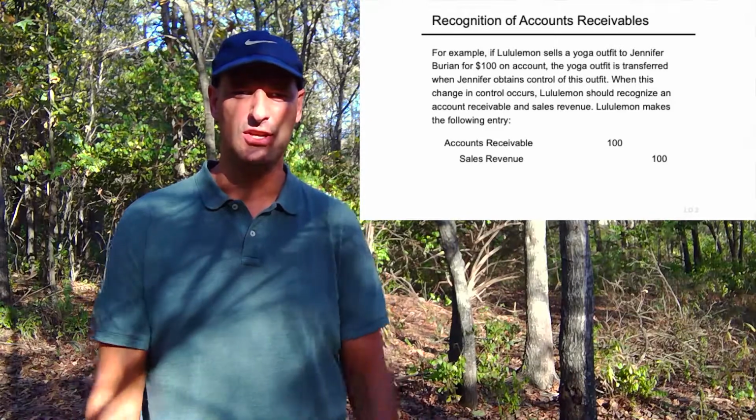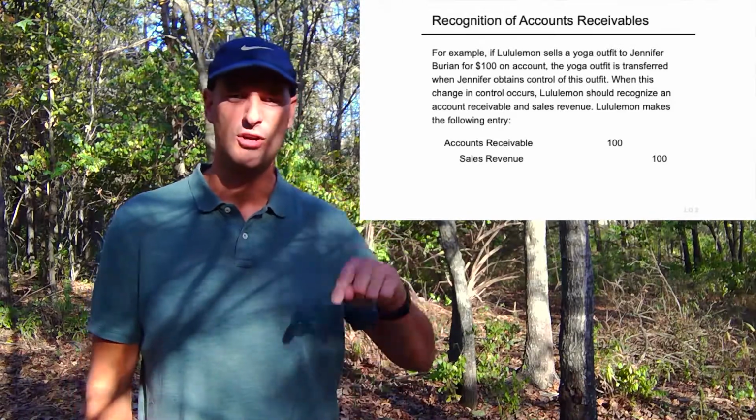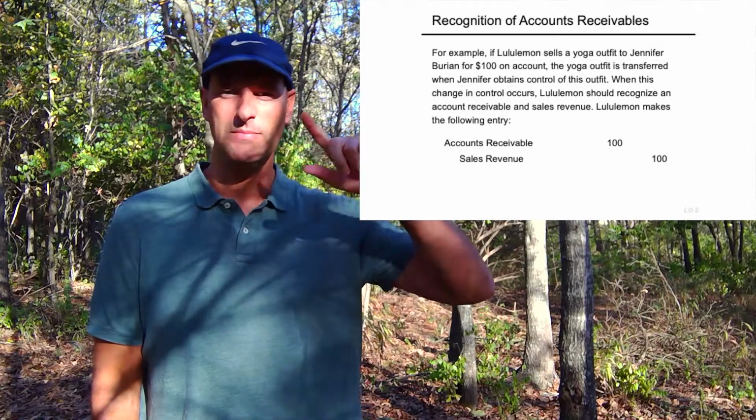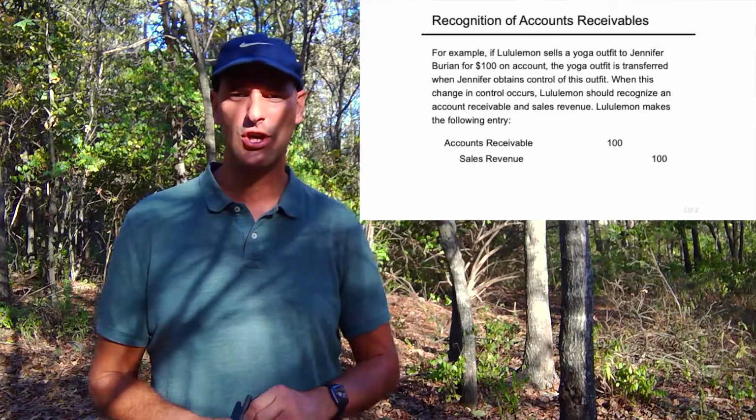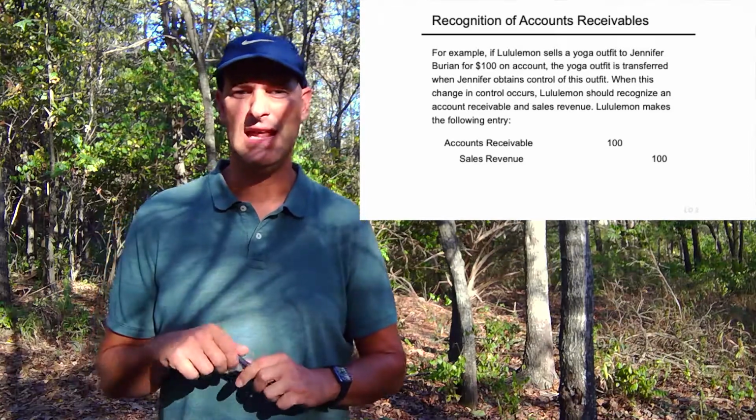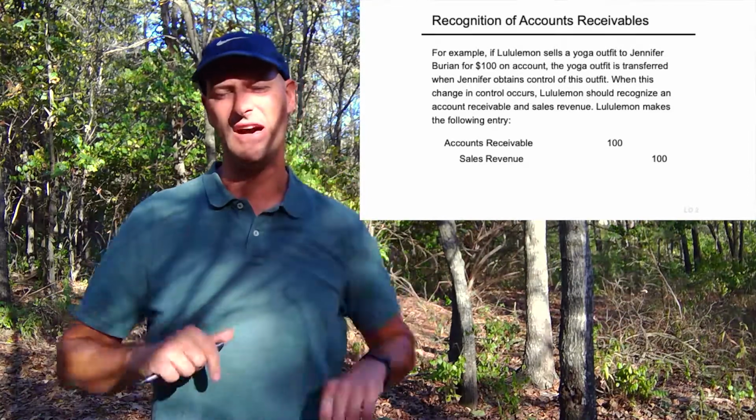My goal here is just to present and walk through some of the considerations that go into determining whether the revenue, and therefore the receivable, should get recognized. I.e., we recognize the revenue, and if we recognize the revenue, we also then will recognize the receivable. So let's take a quick example. Let's say a company, Lululemon, sells a yoga outfit for $100 on account. The yoga outfit is transferred and the customer obtains control of the outfit. When this change of control occurs, Lululemon should recognize an accounts receivable and sales revenue. They make the following entry.